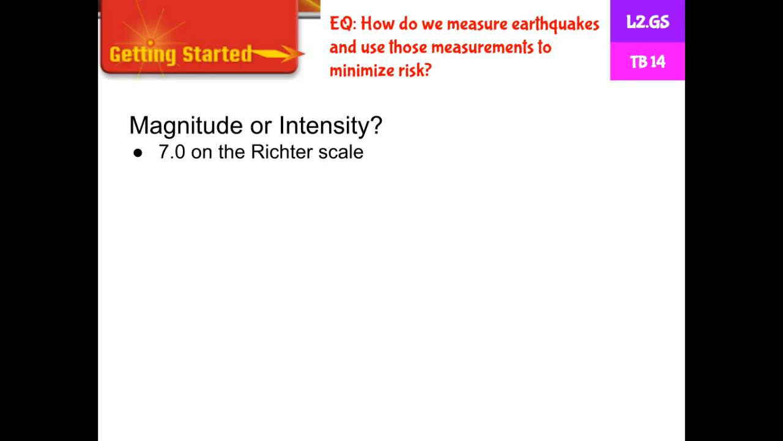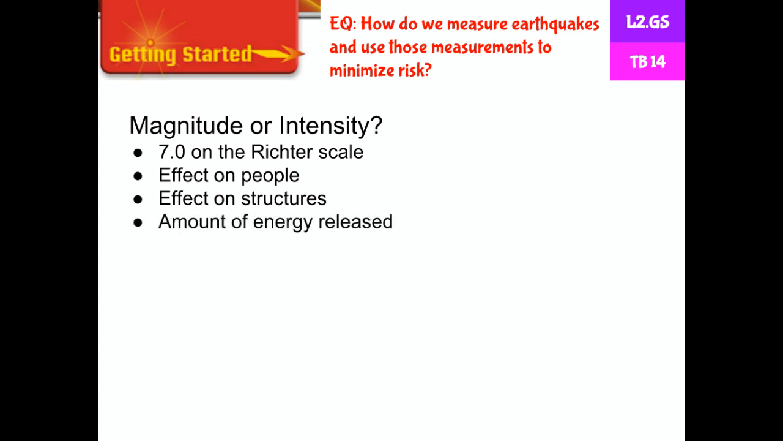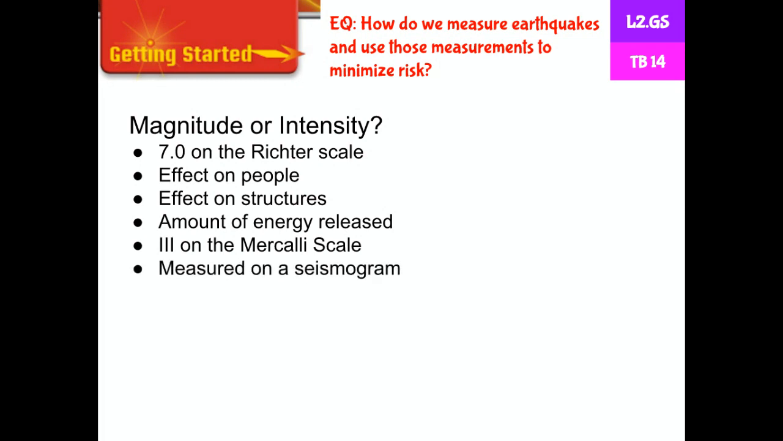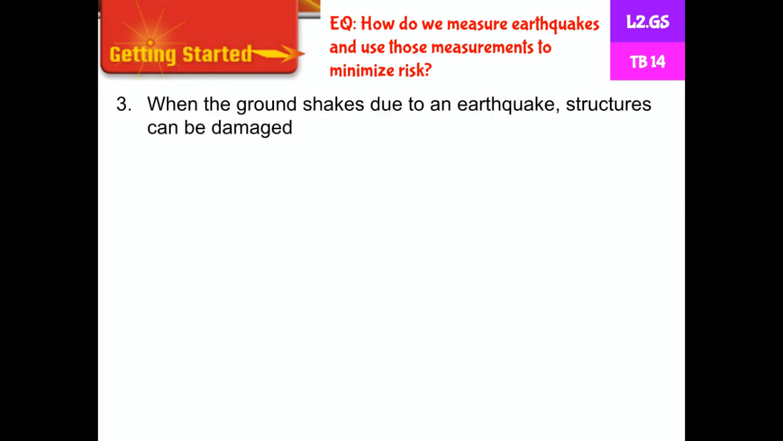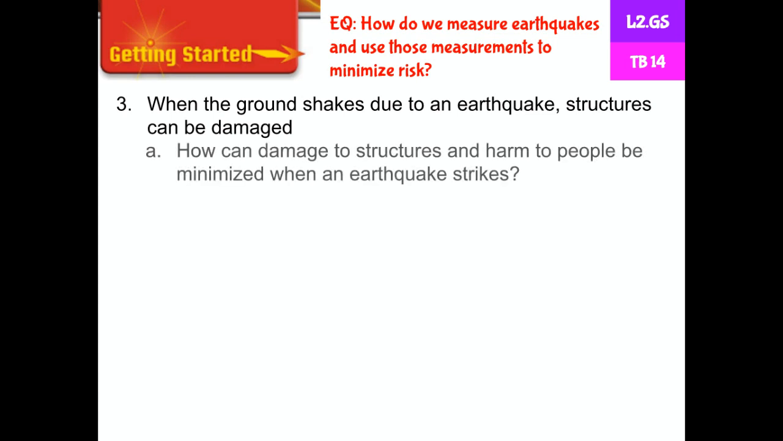So if we have 7.0 on the Richter scale, that would be magnitude. The effect on people would be intensity. The effect on structures would be intensity. The amount of energy released would be magnitude. And then a 3 on the Mercalli scale would be intensity. And it's measured on a seismograph. When the ground shakes due to an earthquake, structures can be damaged.